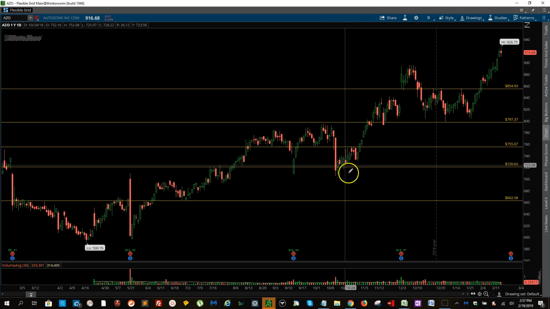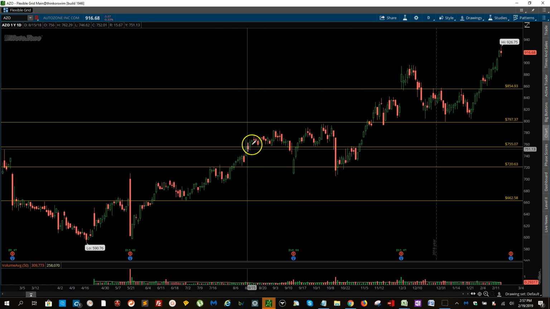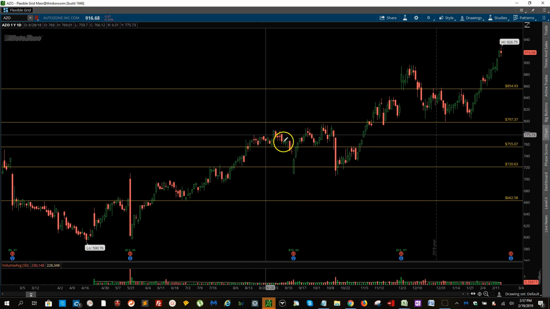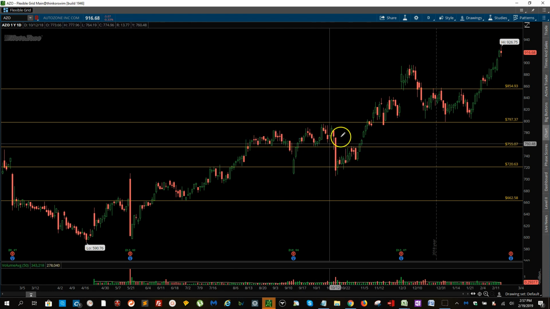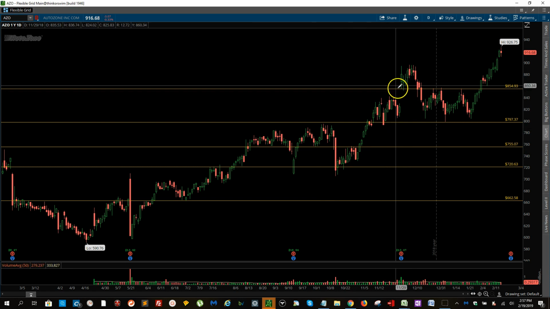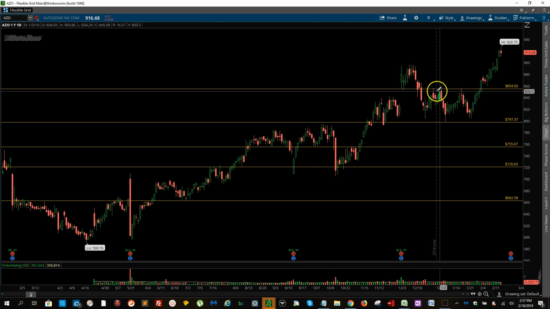So, without making this too long, I hope you guys can see how these levels are being respected on both sides. As they break up and through, they become support. The resistance levels become support. As they break on the other side and they go back down, for example, this level here, which is a support level, the minute it broke back down, it became a resistance level, as you see on these two bearish candles that have the topping tails on them.